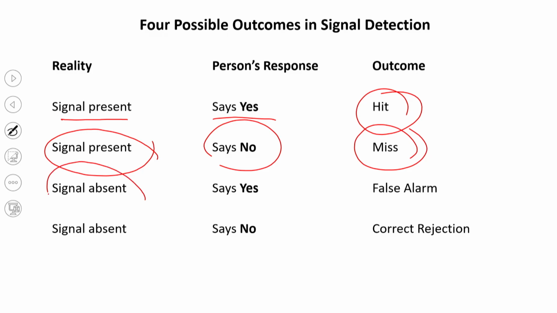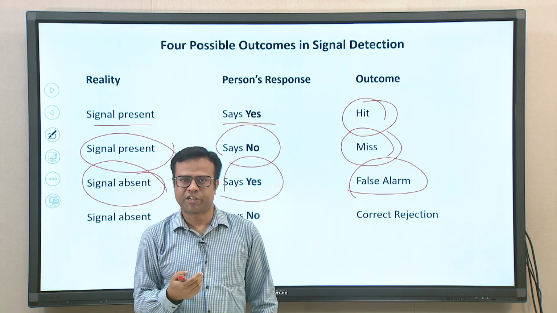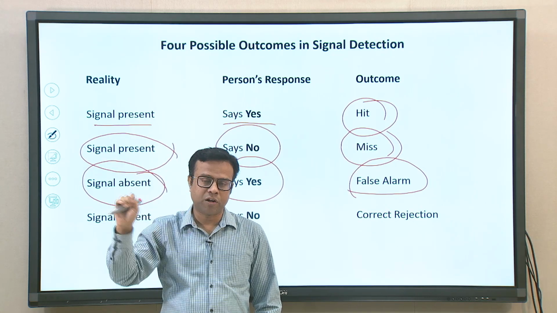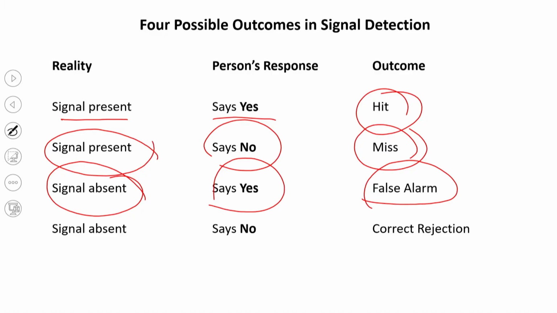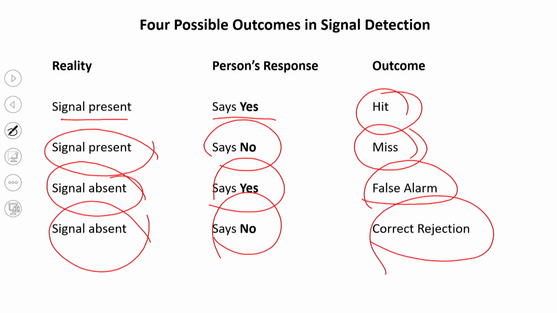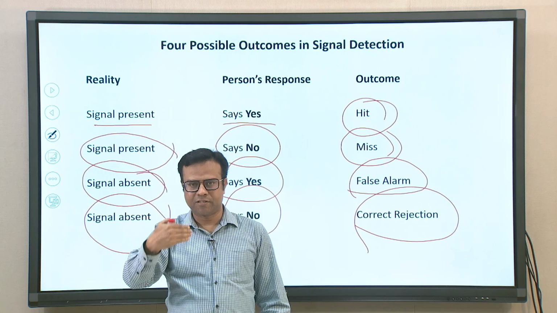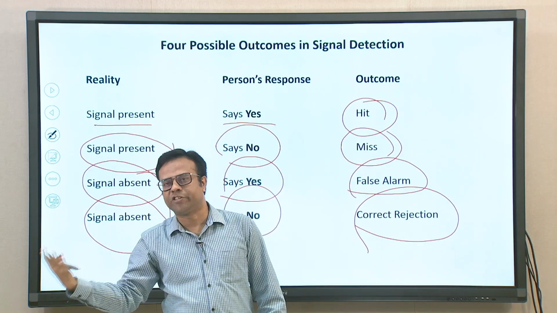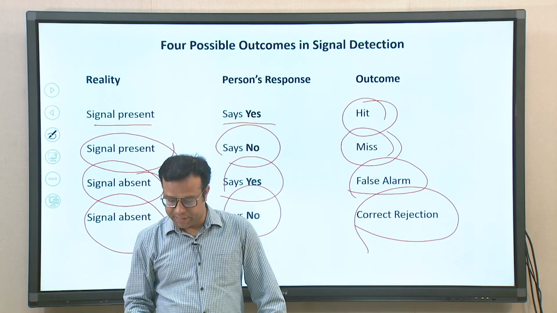The third possibility is that the signal is absent and you say yes, something is there. This is called a false alarm. Sometimes people report such things: a sound is not there, but they say I heard this sound. The fourth option is that the signal is absent and you say no. This is a correct rejection. The signal is not there, and you say it is not there. Again, this is just like a hit, but in the opposite sense. So, these are the 4 possibilities.